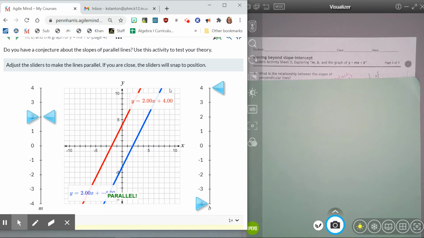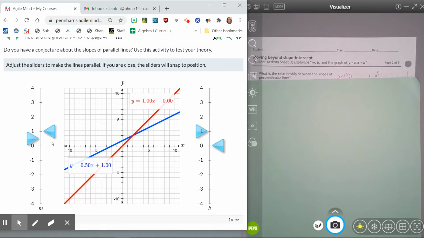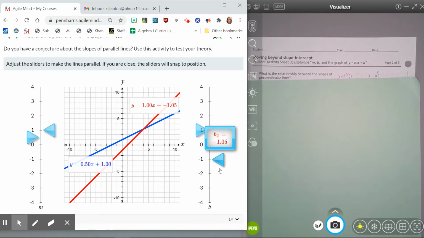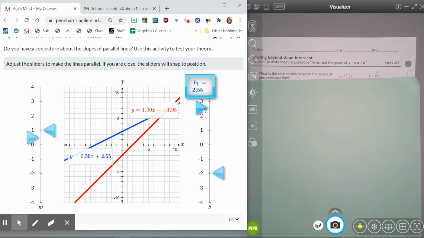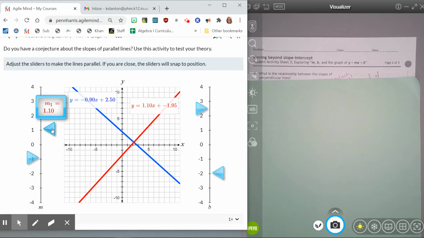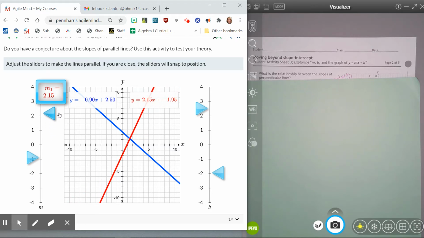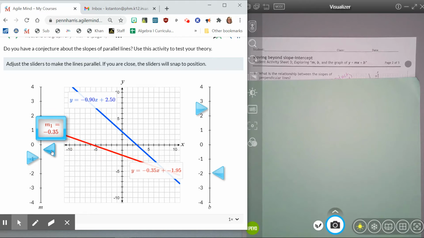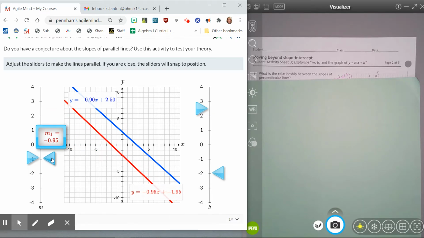So I'm going to reset this and try another one. I'm going to adjust my red line here and my blue line right there. Let's make my blue line go this way now. So I need to make my red line match it. I'm going to adjust the slope of my red line. Going this way is not helping me. Okay, so I've got to go this way. And I see that my slope is -0.9. So I'm going to bring the red line slope down to -0.9. Ah, too far. There we go. And it says parallel. Okay.